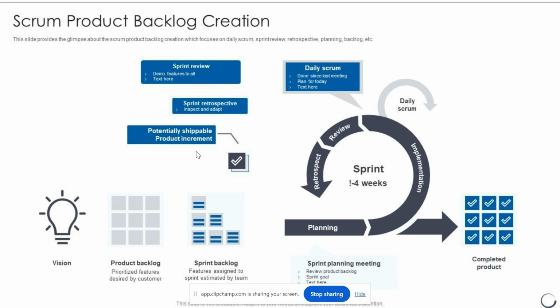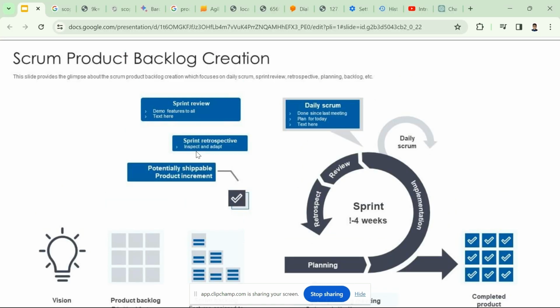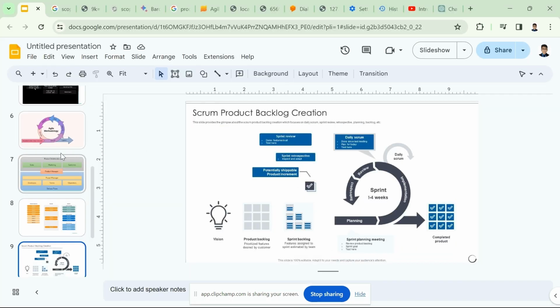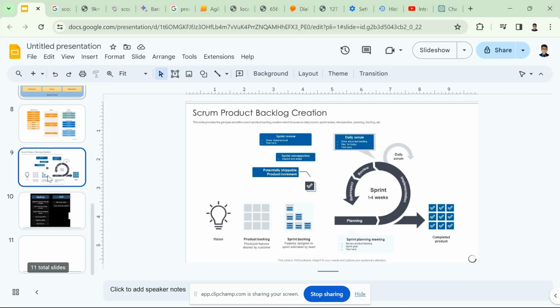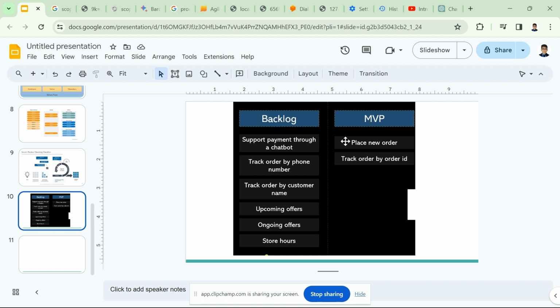It's a very powerful technique. I only gave you a brief overview, guys, of what the agile methodology is. Now, according to agile methodology, after discussing, after having so many meetings, then we have this backlog and we have the MVP. What we have to do: place new order, track new order.